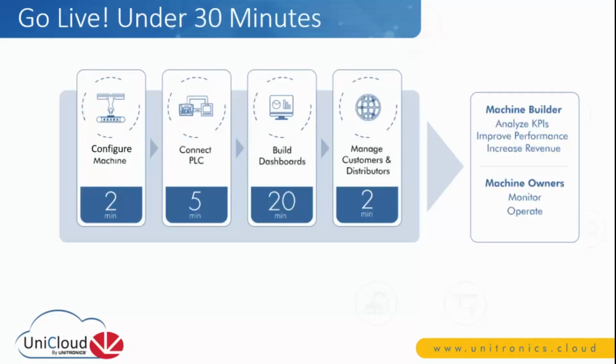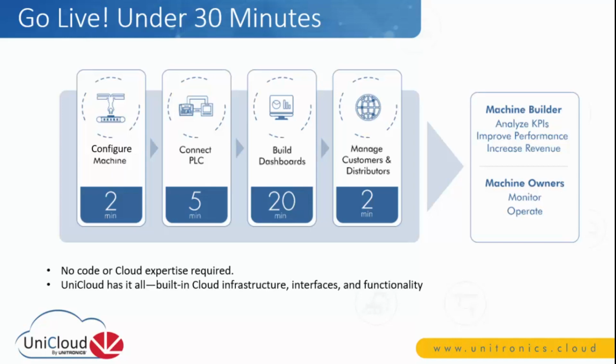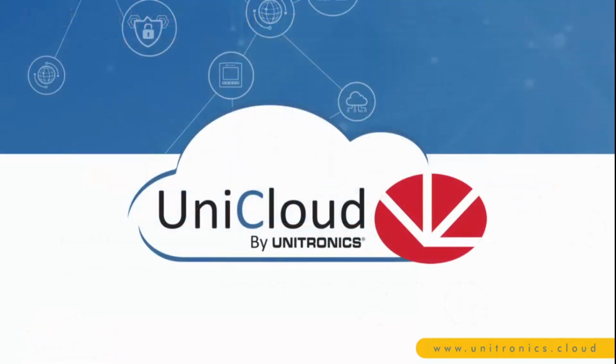You'll see on this slide that configuring a machine, connecting the PLC, building the dashboards, and managing access is done in minutes. This allows machine builders to analyze metrics and KPIs, which will allow you to improve performance, increase revenue, and always know when a machine is in need of maintenance. This is all done with no code and no previous cloud expertise. UniCloud truly does have it all. Built-in cloud infrastructure, interfaces, and functionality that allow you to achieve maximum efficiency.